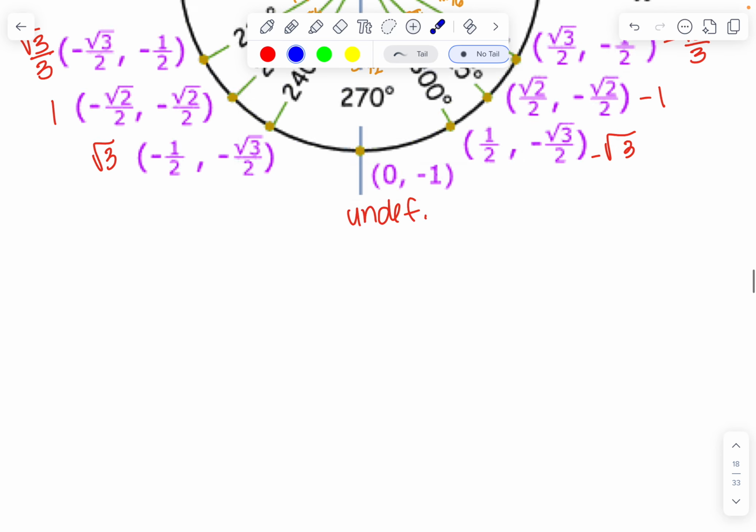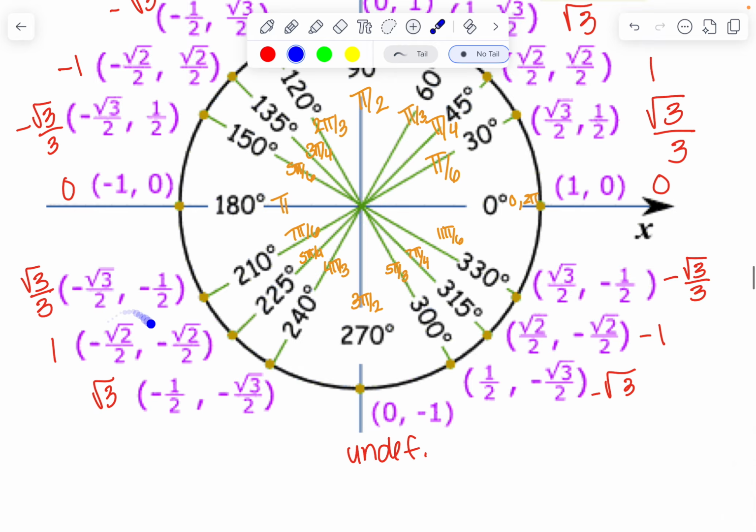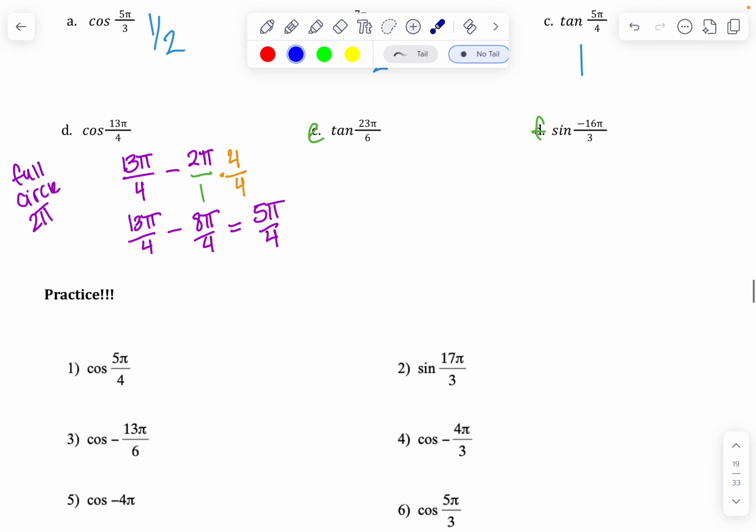We wanted our cosine value, so we're looking at our x. Our answer would be negative root 2 over 2. That would be our final answer there.